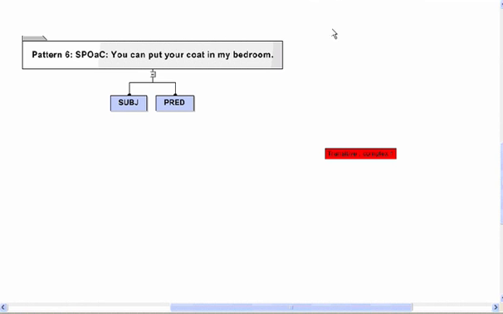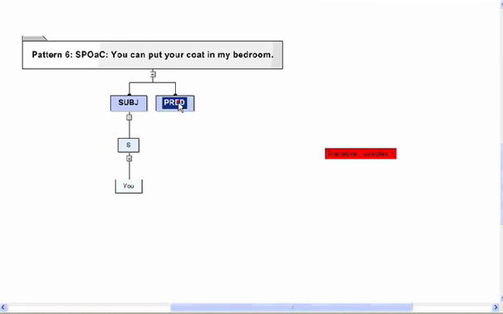This is an example of a transitive complex. It's transitive because it has an object, but it is also complex because an adverbial is necessitated. You must have one here. So we have the first divide, subject and predicate. In this case it's a simple subject, and we add "you." "You can put something somewhere" is the pattern here.